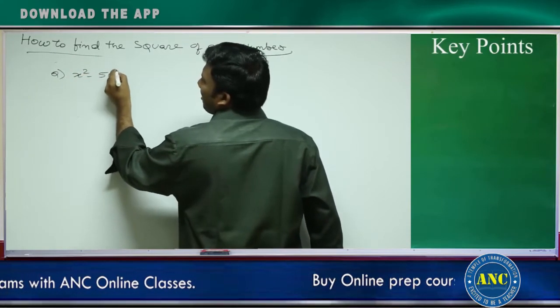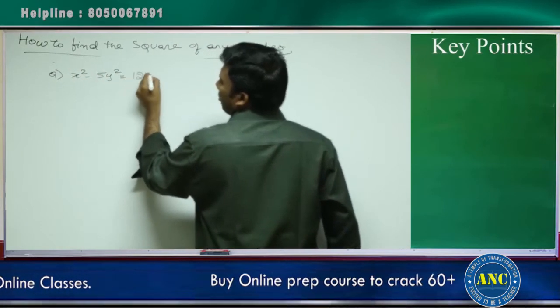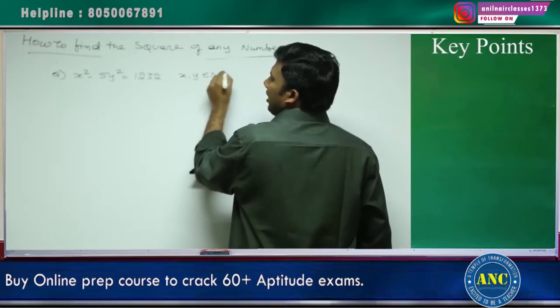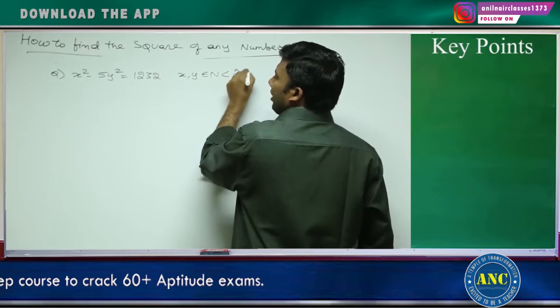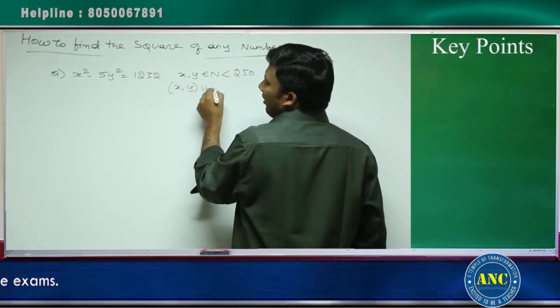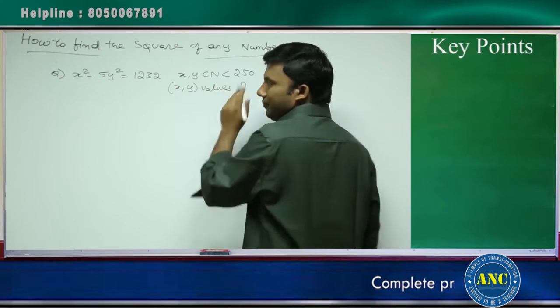x square minus 5y square is equivalent to 1232. x, y are natural numbers less than 250. How many values can x, y take? This is the question.